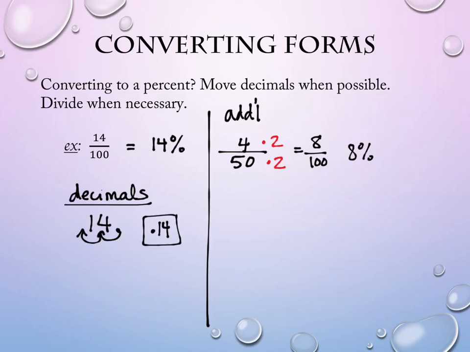And then as a decimal, if we have that, here's my decimal point right now. And if I move it 2 to the left, that's 1, and then I move it 2, I need a 0 here. So as a decimal, it's 0.08.